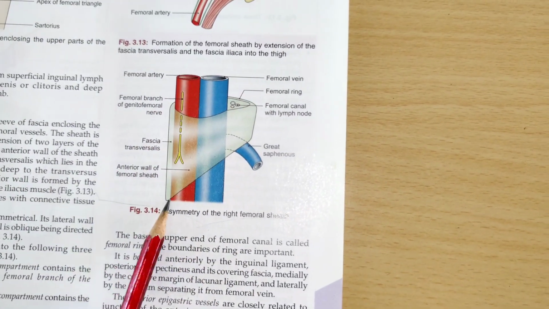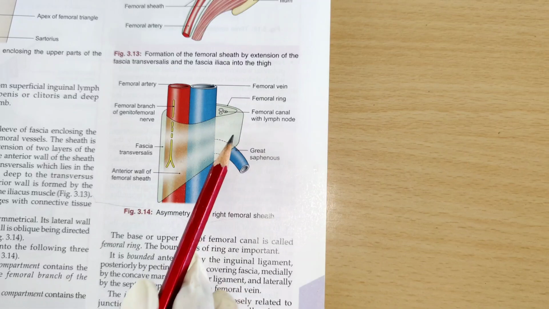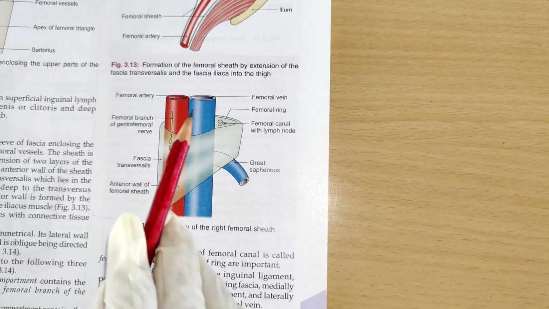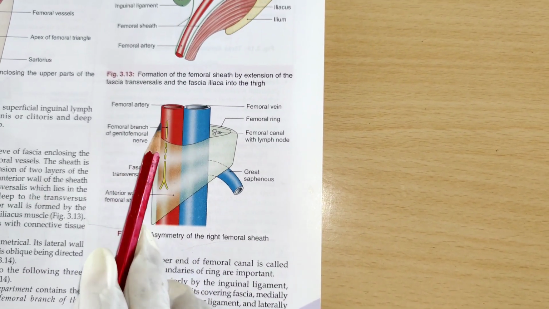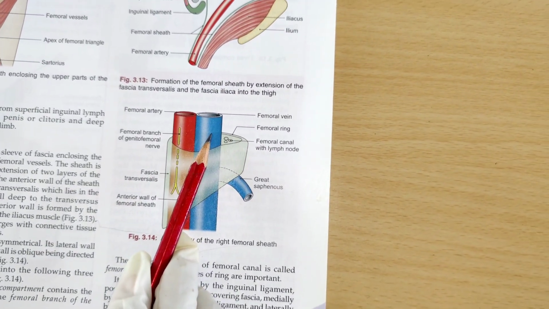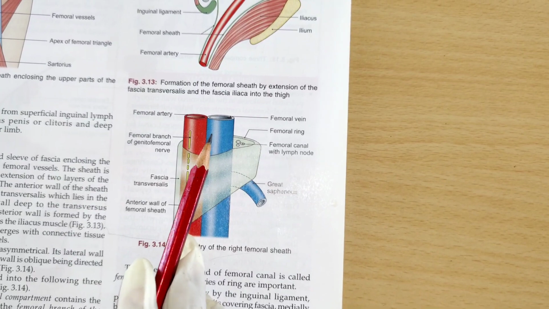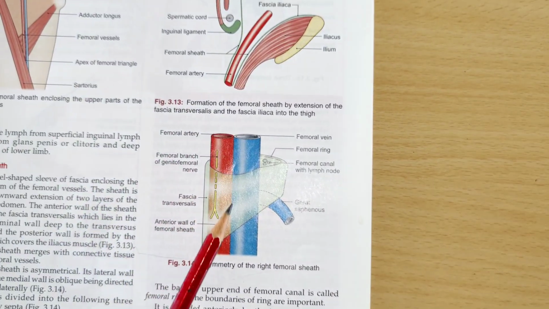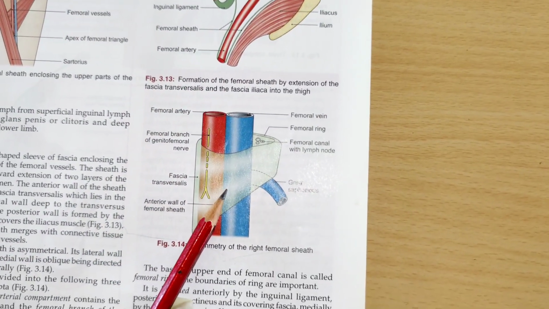You can see in this picture, this is the funnel sleeve of fascia enclosing the upper 3 to 4 centimeter of the femoral vessels, meaning femoral artery and vein. That is called the femoral sheath. The sheath is formed by the downward extension of the two layers of fascia of the abdomen.